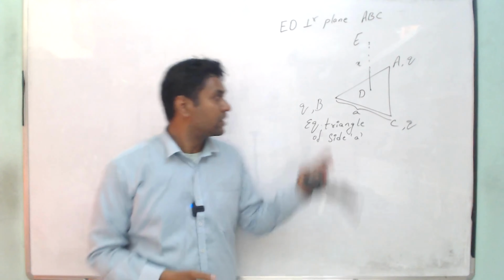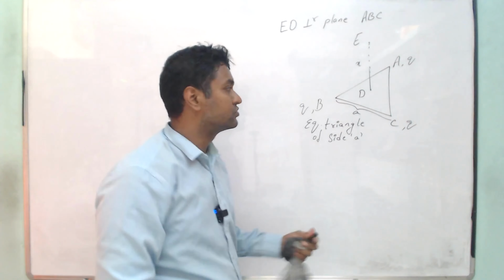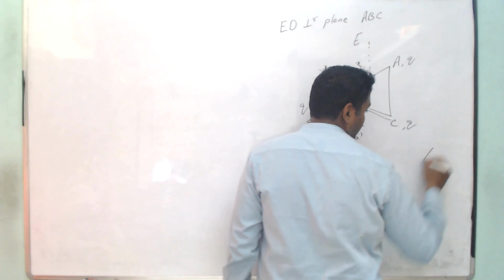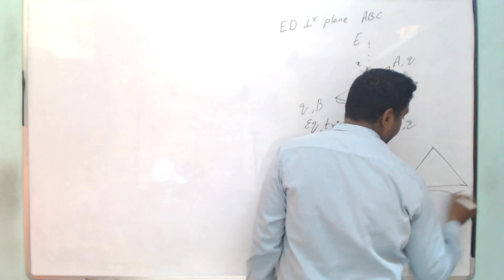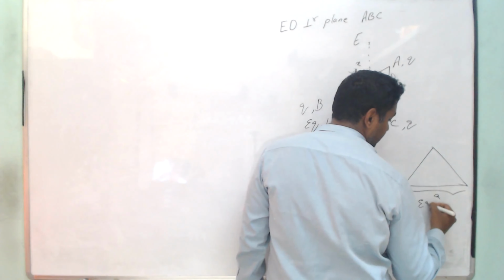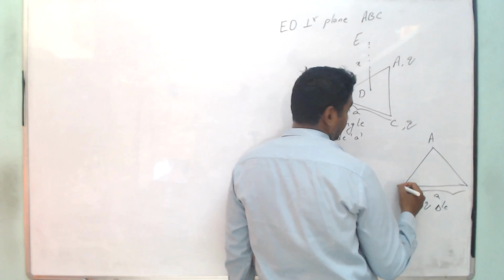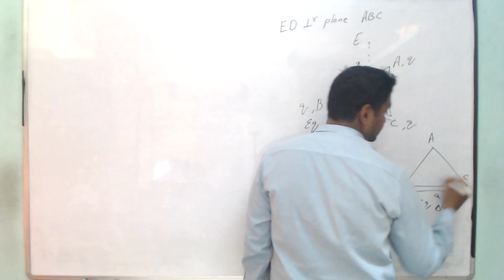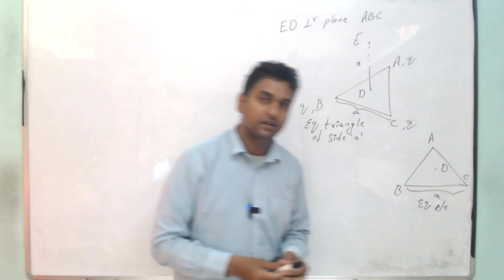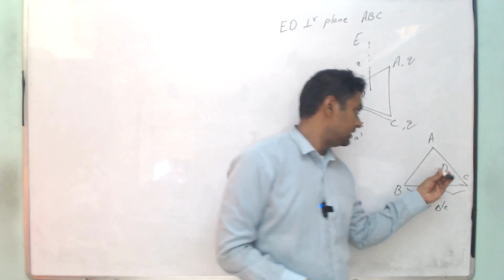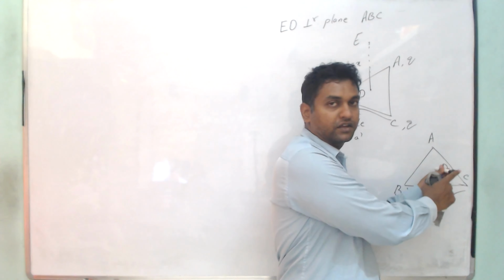Clear? Now again, just like yesterday, we will look at it from a top view. If I draw the diagram for the top view, we have this equilateral triangle of side a. A, B, and C are the vertices, and D is the center of this equilateral triangle. And where is E? E is basically perpendicular to the plane of the board at this point.